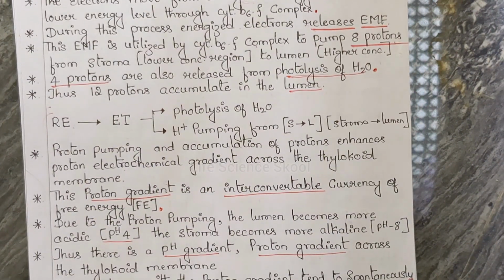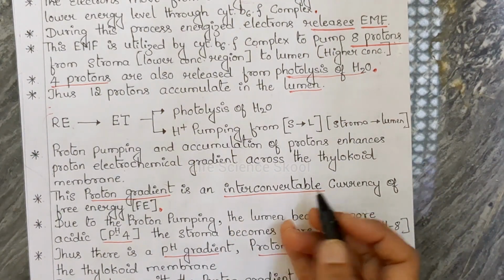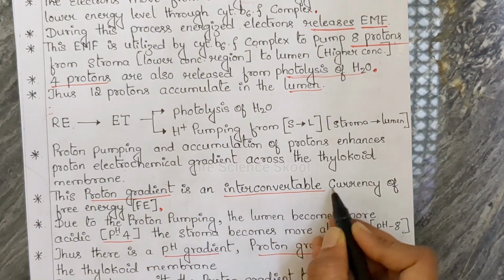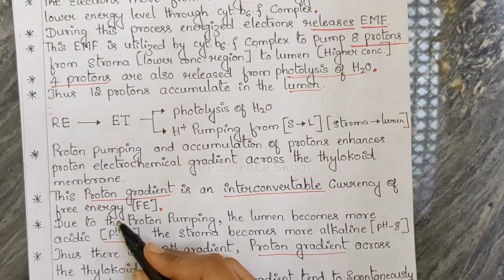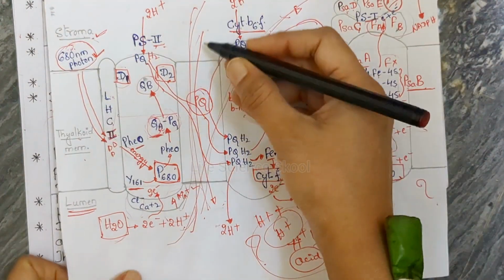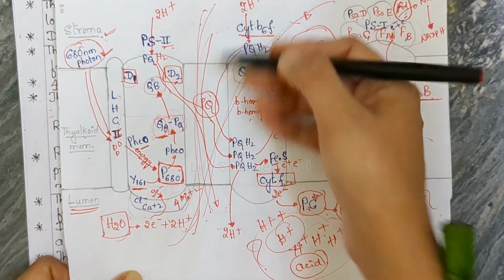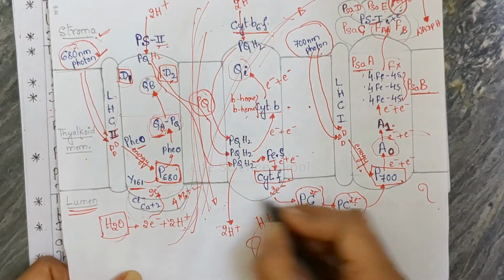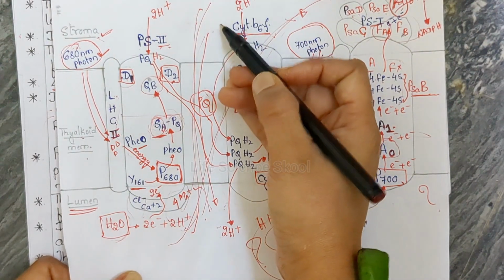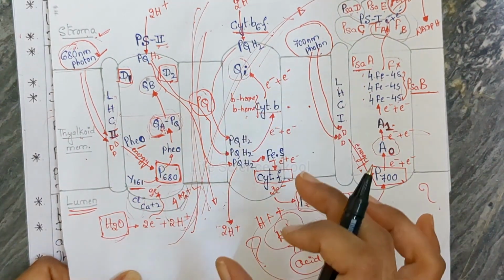You can use that for your keynote. Creates a proton gradient. This proton gradient is an interconvertible currency of free energy. So what happens after the protons are moving from stroma to lumen? The protons are more on this side and fewer on this side. So this creates a proton gradient.